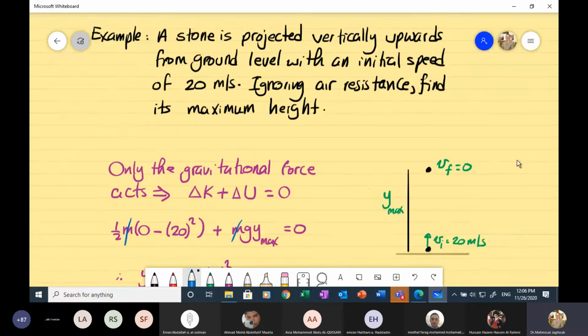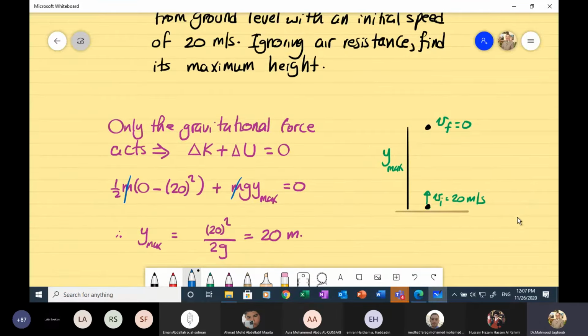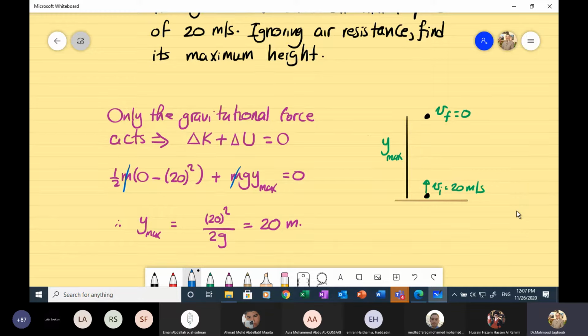A stone is projected vertically upwards from ground level. Yani we projected the stone from this ground level with an initial speed of 20 meters per second. What is the maximum height? Also, this question can be done using equations of motion, and I also did it using W total equals delta K.